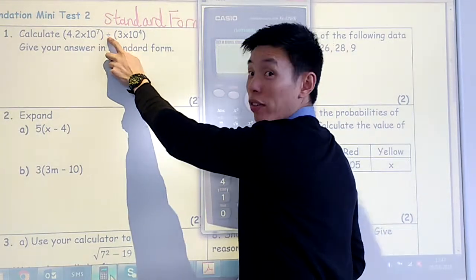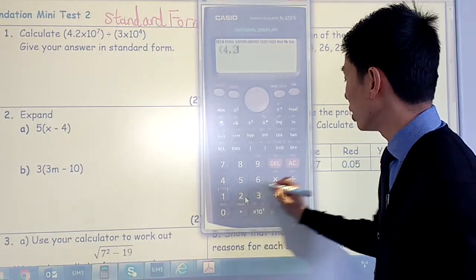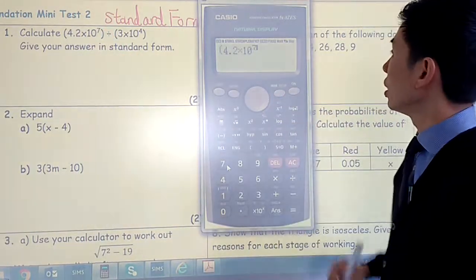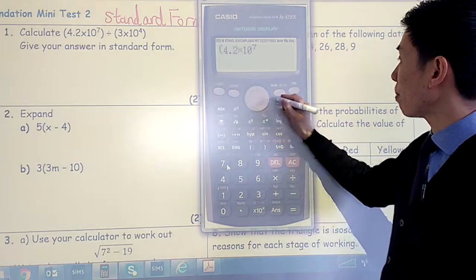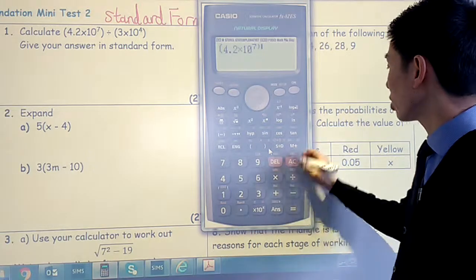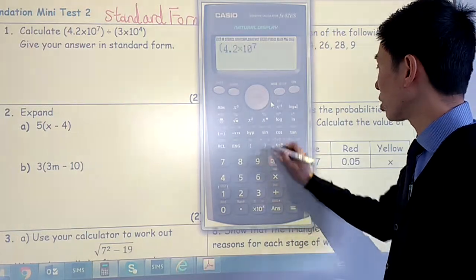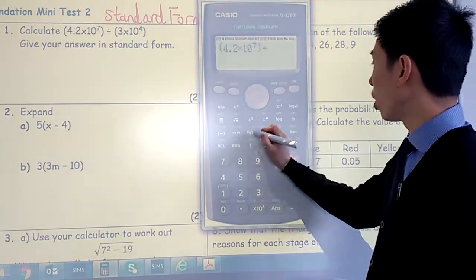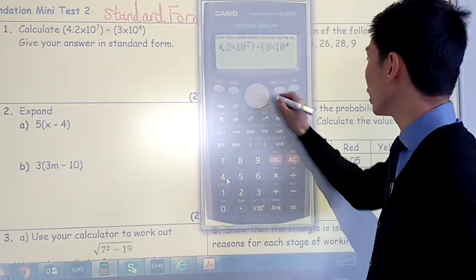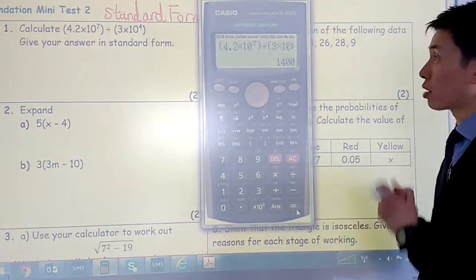So this is a division. All you have to do is put in the calculator 4.2 times 10 to the power of 7. Make sure that cursor comes back down by clicking on the right arrow, otherwise you will have the bracket like this. That's the most common misconception. Then close the bracket and divide by open bracket 3 times 10 to the power of 4. Again, right arrow, and press equal, you get 1,400.